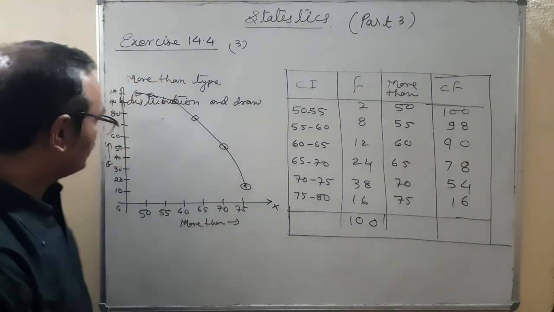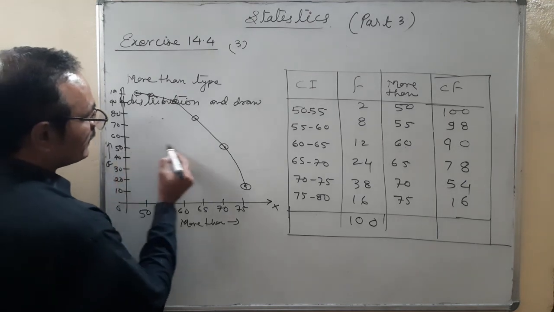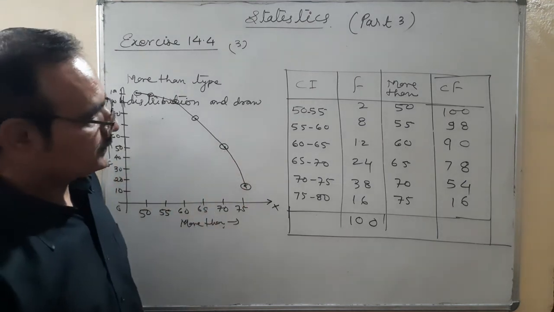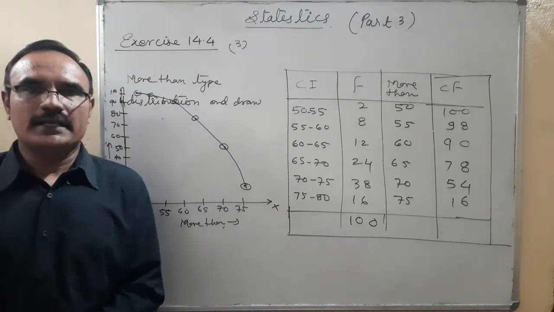100 divided by 2, 50. Through the 50 you can draw one line here. You will get the median of it immediately. Okay, that's all. So this is the end of the chapter.